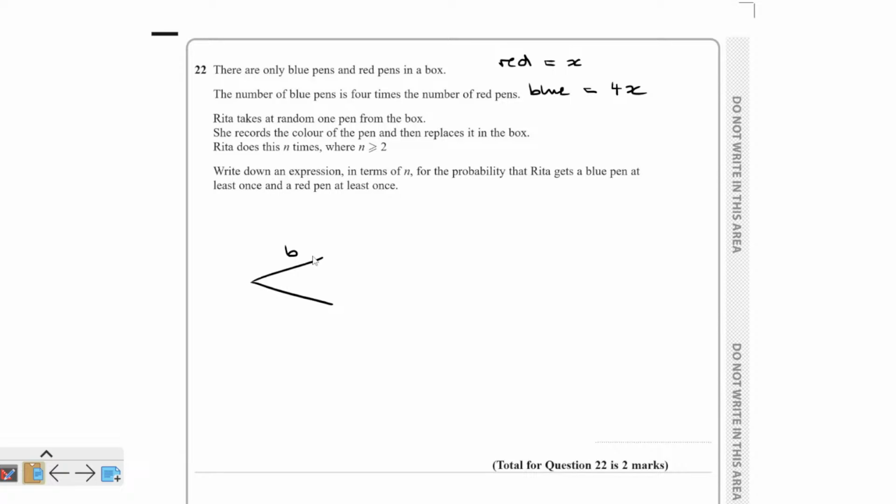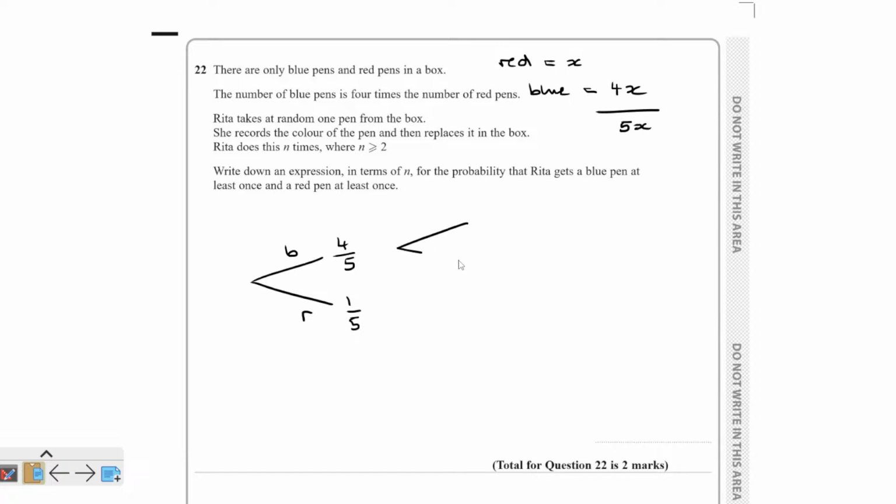You're either going to get blue or red, aren't you? Now we need to know the probabilities of blue and red, which I think if you look back at the x and the 4x, that might help. In the box in total, therefore, would be 5x, wouldn't it? Do you see how, therefore, blue would be 4 out of 5 as a probability, and then red would be 1/5? That's kind of how I translate it.